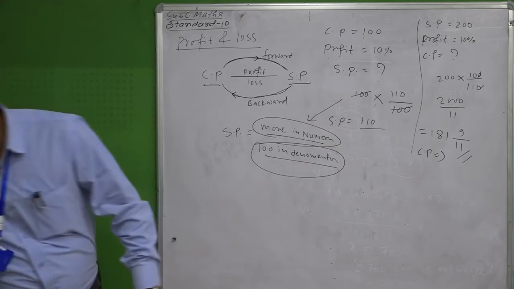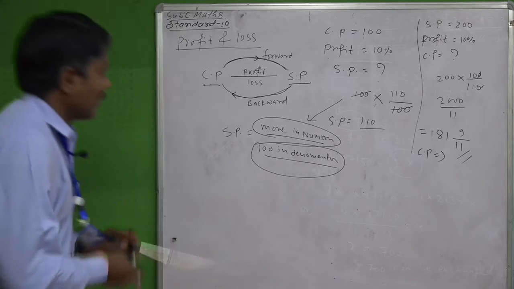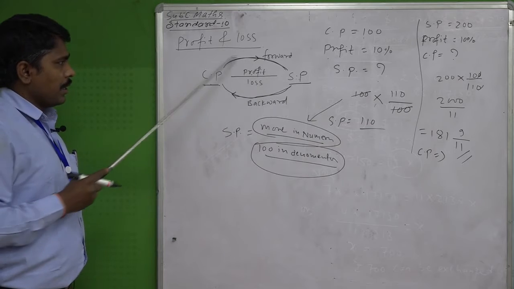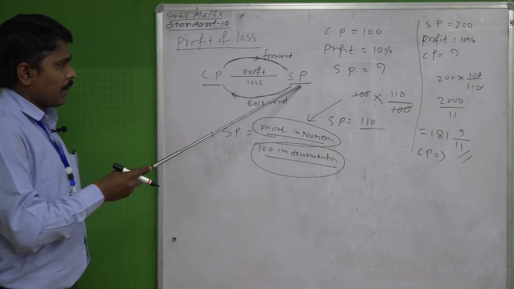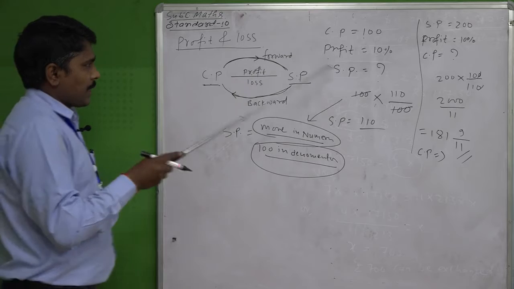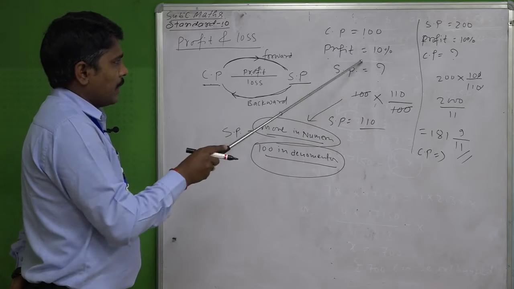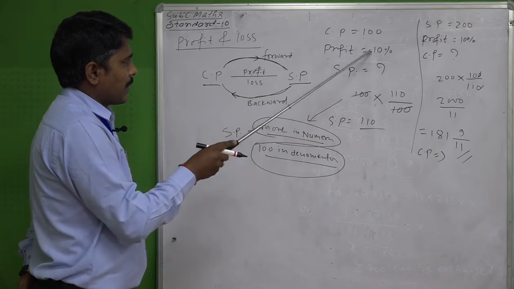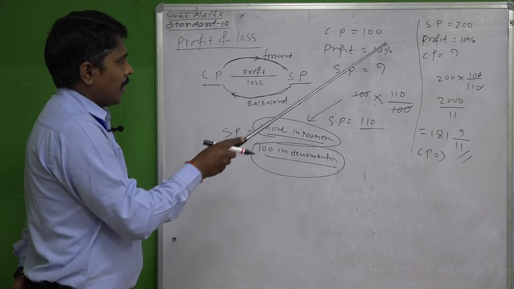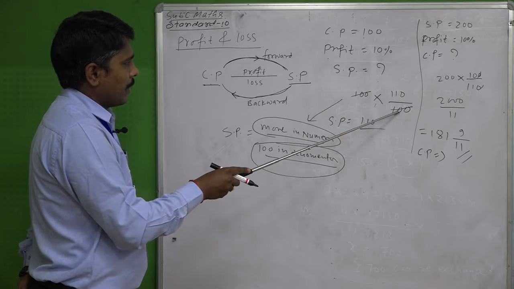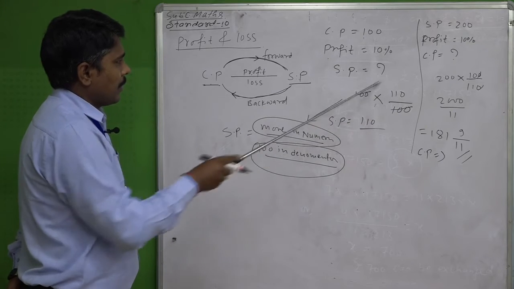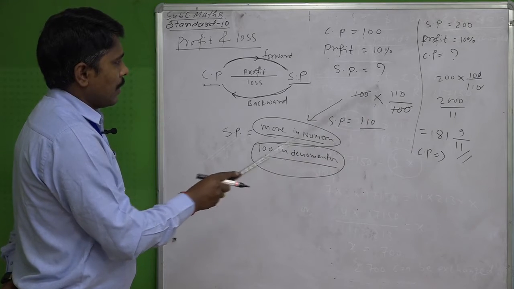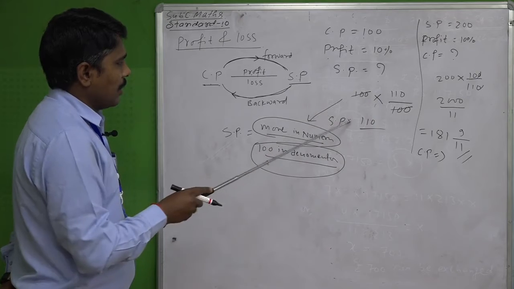What I am trying to teach you here: for CP, forward calculation. Whatever profit percent is given, you add it to 100. Profit 10% means 10 by 100, out of 100, 10% profit. So 100 plus 10 makes 110 by 100. This is the SP you are finding. Very easily, in an examination you can get the answer easily.